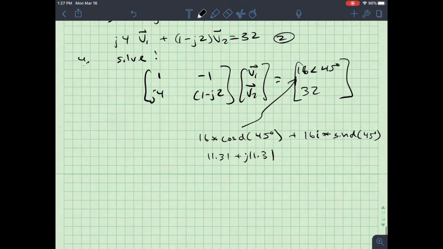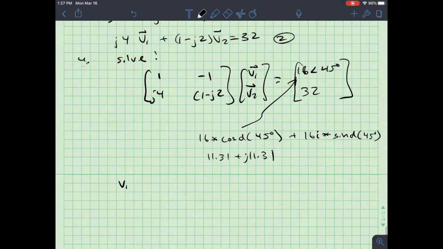So when I plug that in, I'm going to get the following. v1, v2 is equal to 29.9 angle negative 73.2 degrees and 40.03 angle negative 93.8 degrees.